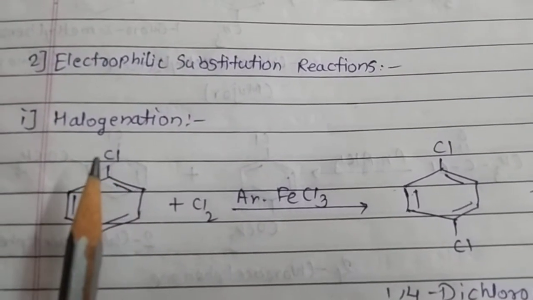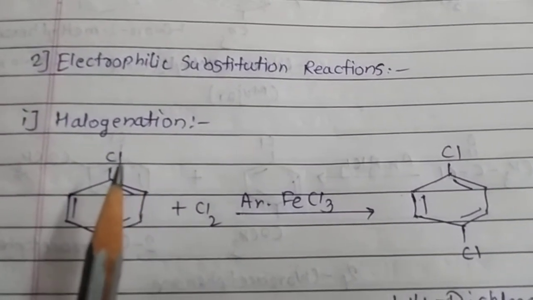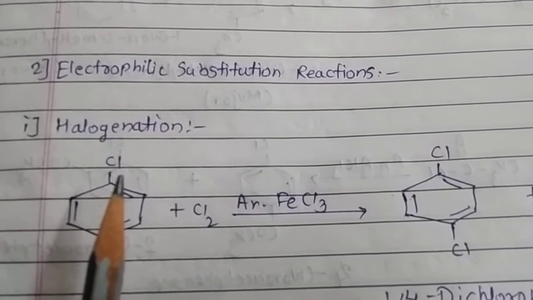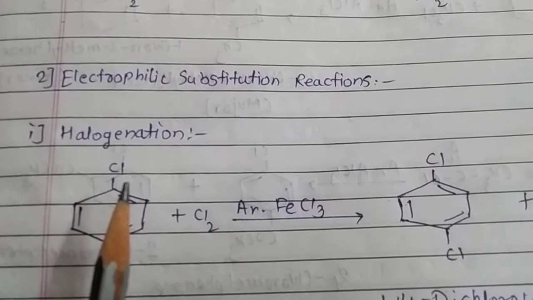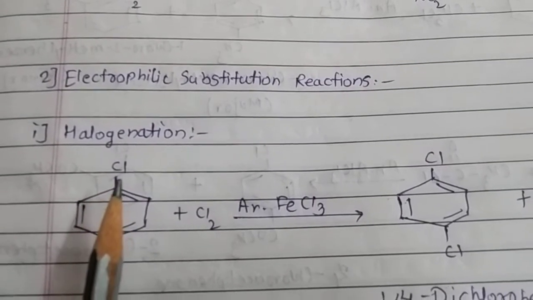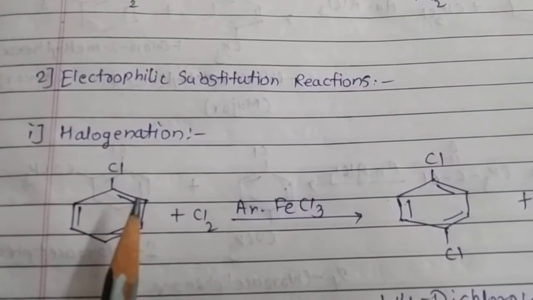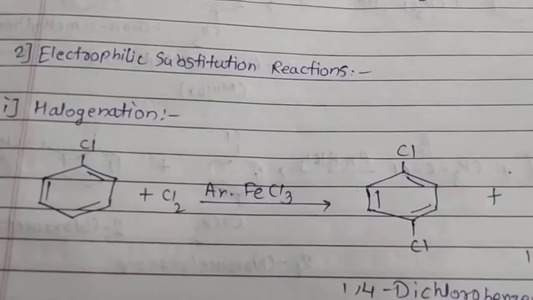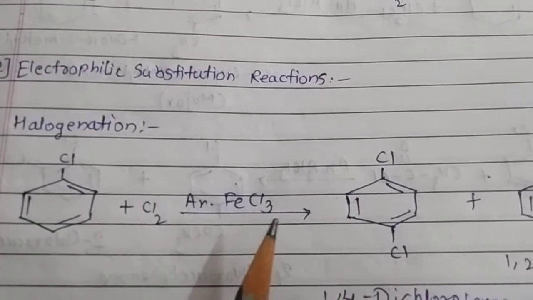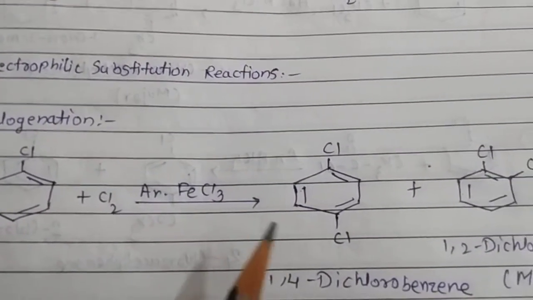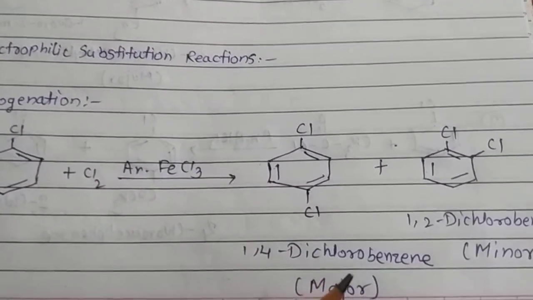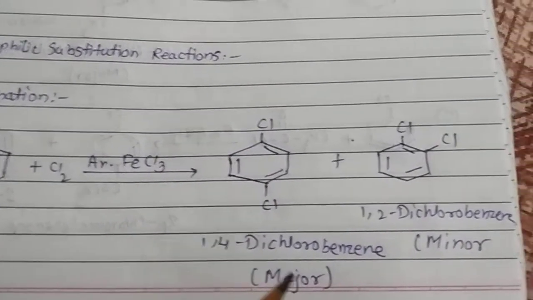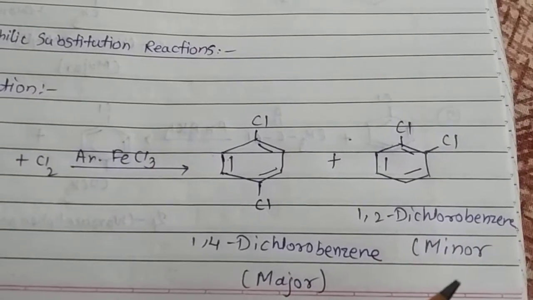Here already a chlorine is there. So halogens are electron withdrawing, but they are exceptional, they are ortho-para directing. So remember, whenever there is a halogen on the benzene ring, the incoming electrophile will go ortho and para. So chlorobenzene in the presence of chlorine gas and anhydrous FeCl3 will give para-dichlorobenzene or 1,4-dichlorobenzene as the major product and 1,2-dichlorobenzene as the minor product.